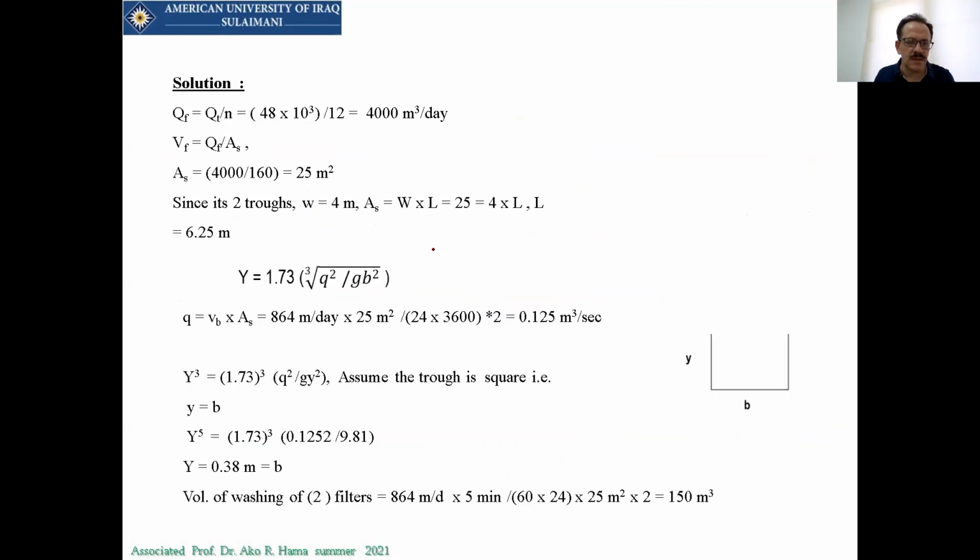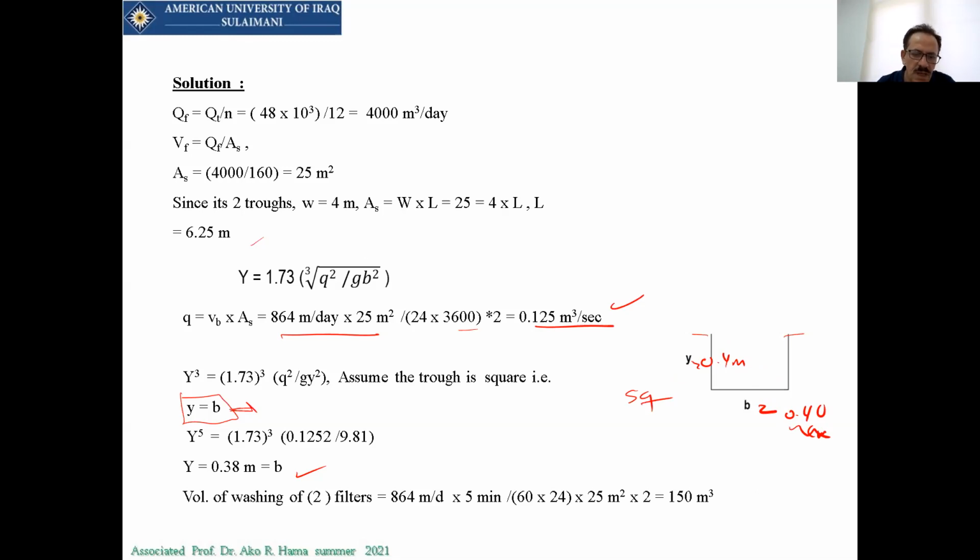So you have to convert it to meters per second. This is the cube per one trough. And when I assume y equal to b, I am assuming the trough is square. That's one. So applying this one, you can get b equal to y. So I will use a trough of 0.40 meter, sorry, not centimeter, 0.4 meter. Then the 0.4 by 0.4 trough will be enough to hold the backwashing discharge to this trough.